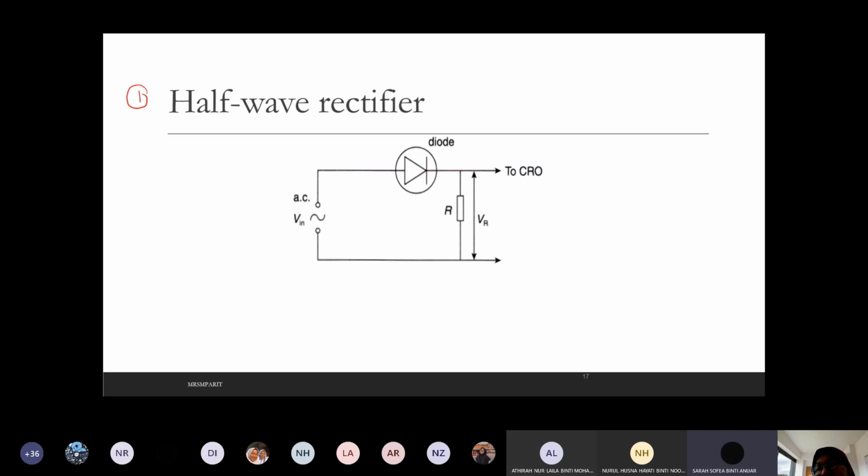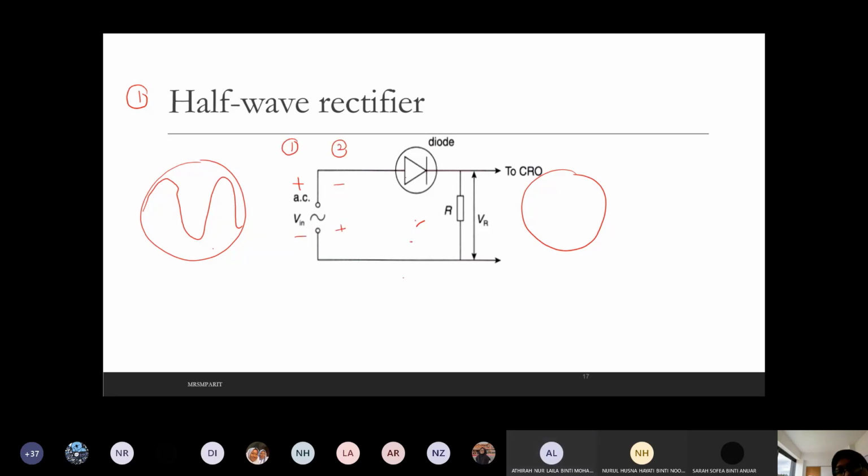And then awak letak CRO here, what you will see? Okay, this is alternating current. So kalau alternating current, kita ada positive, negative, positive, negative. So this is what you will see at the CRO. Katalah bila alternating current ni dia ada cycle dia. First cycle, this one jadi positif, jadi negatif. Second cycle, this one jadi negatif, this one jadi positif.